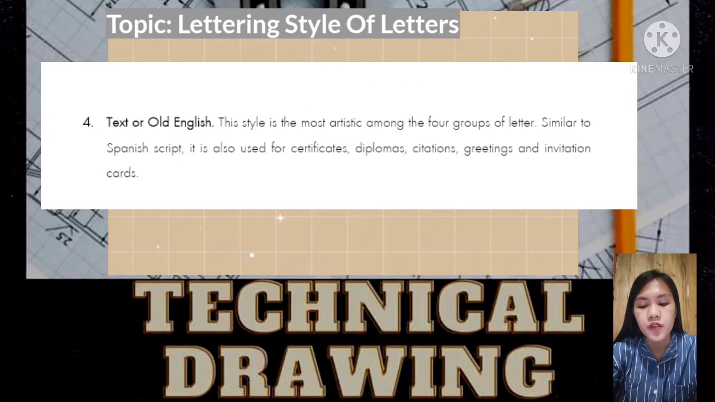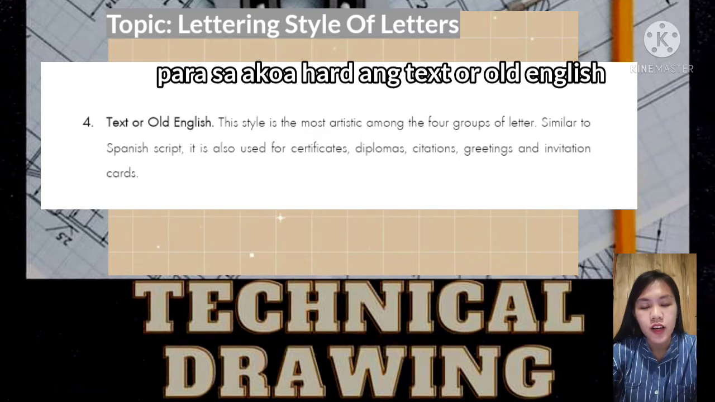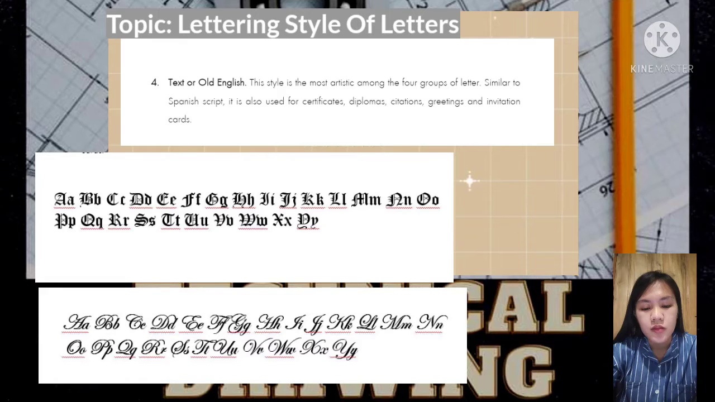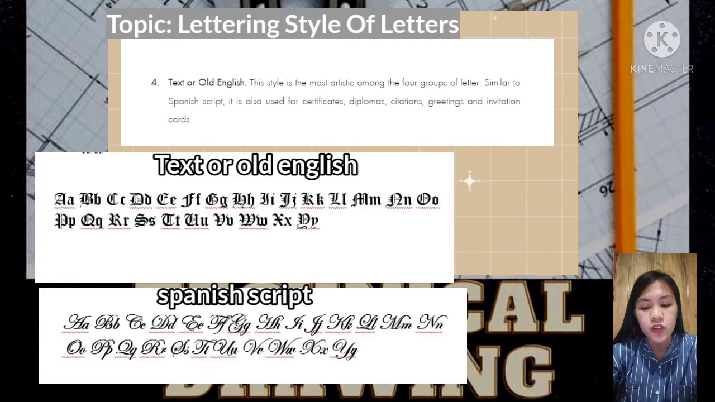Lastly, the fourth group of letters, text or Old English. This style is the most artistic among the four groups of letters, similar to the Spanish script. It is also used for certificates, diplomas, citations, greetings, and invitation cards. So Spanish script and text or Old English are similar, but text or Old English is more difficult. I will show you the difference between the two. Here is their style. The strokes of text or Old English are thick.